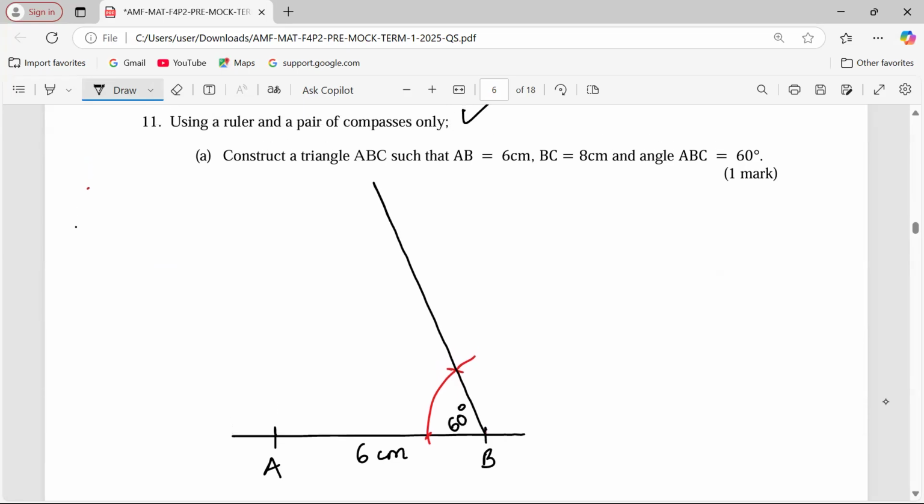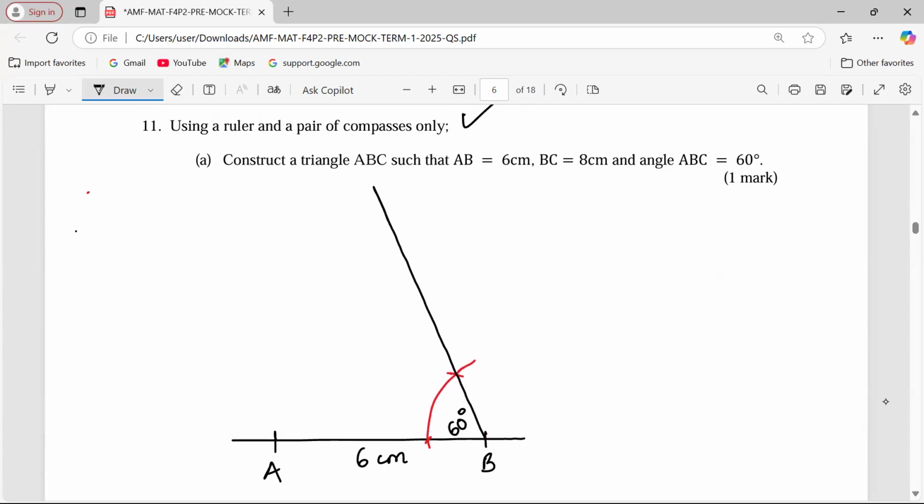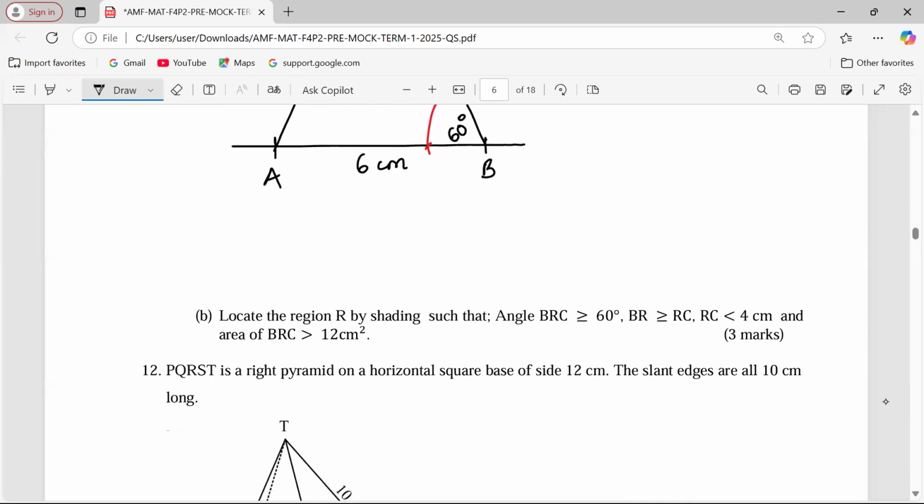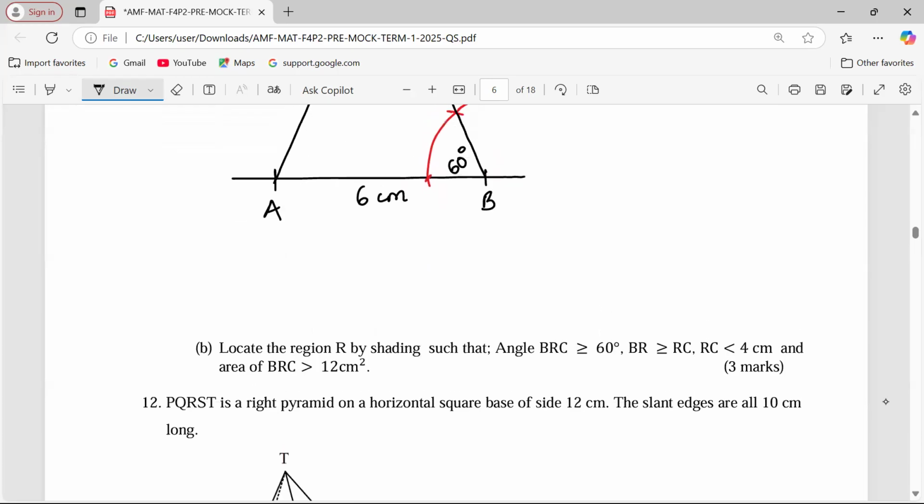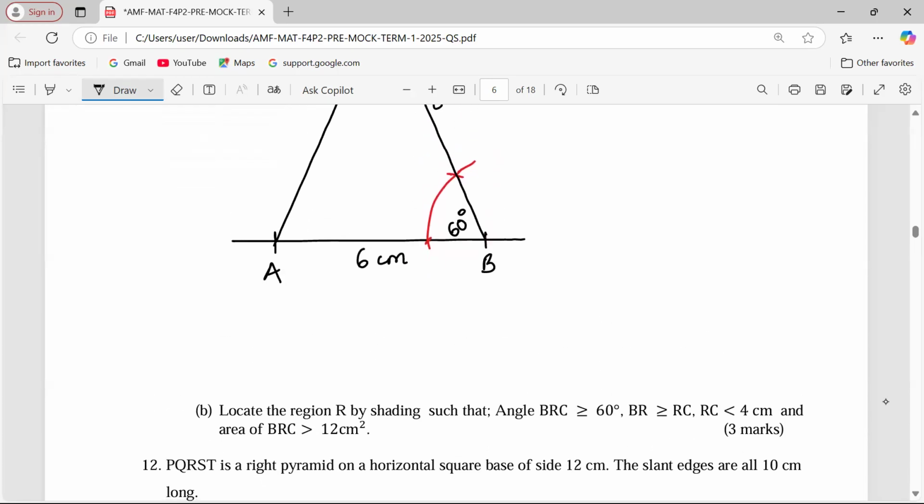With that, we know that BC is 8. So use an arc of 8 centimeters to mark off point C. 8 centimeters that way. So now you can drop from C to A for you to get this way. So we are having the triangle now. We proceed to part B, where more instructions are provided. Locate the region R by shading such that the angle BRC equals 60 degrees.